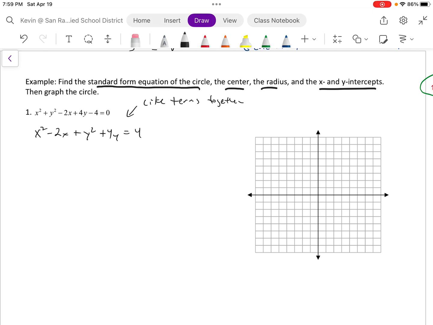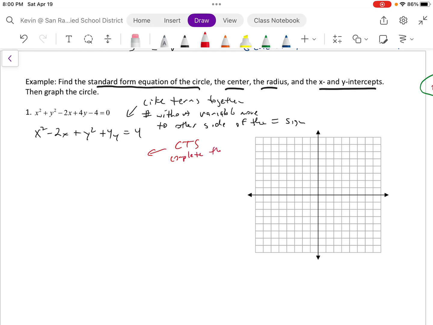Like terms together, and then the one number that doesn't have a variable, we move to the other side of the equal sign, okay?